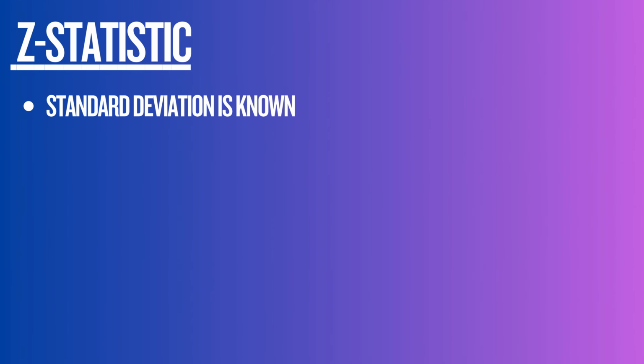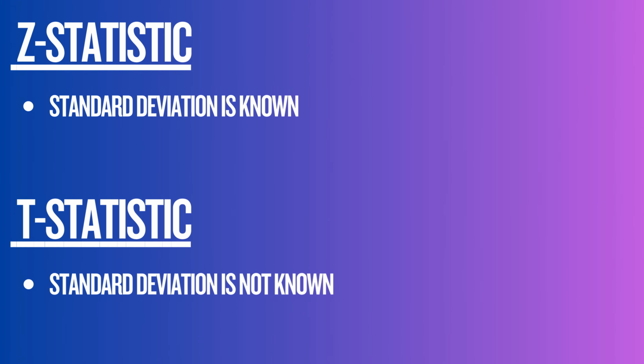Z-statistic. You use the z-statistic when the true standard deviation of the population is known. That sounds trivial, but in reality it almost never happens. In textbooks or in very large, stable data sets, it can occur. But as soon as we work with real samples, we usually do not know this value. And this is exactly where the t-statistic comes in.